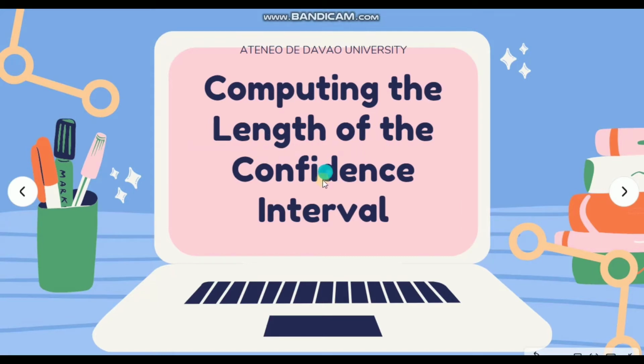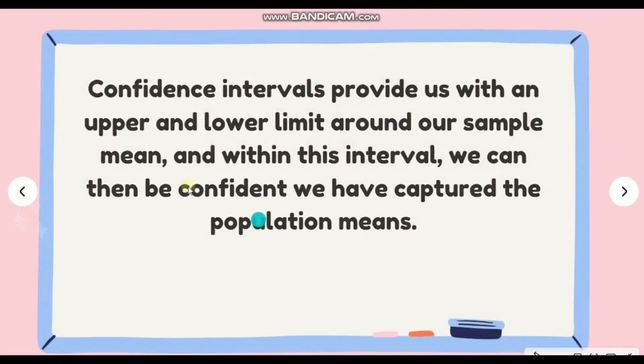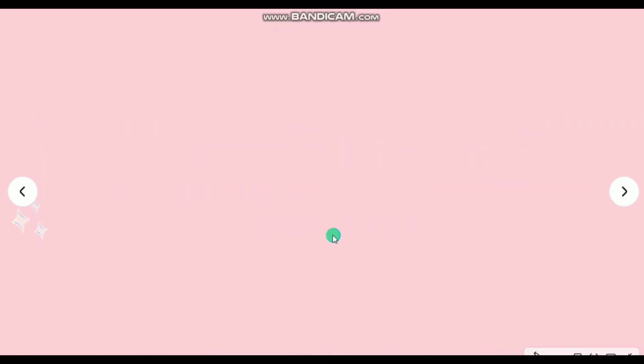Today we will be discussing computing the length of the confidence interval. So first, what is a confidence interval? Confidence intervals provide us with an upper and lower limit around our sample mean, and within this interval, we can then be confident we have captured the population mean.